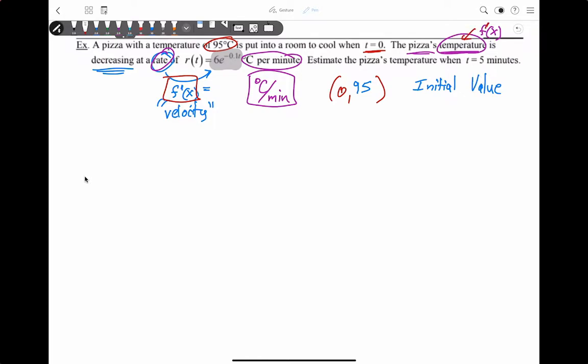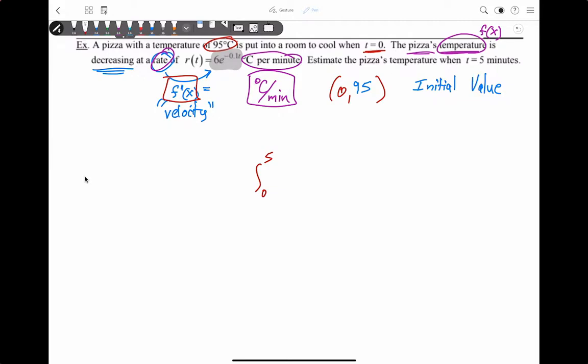And the decreasing at a rate, this would be the acceleration interpretation. Please make sure that you understand which level you are working with. Okay, but they gave us the position and they gave us the velocity function. So it says estimate the pizza's temperature when t is 5. So t used to be 0, so I start at 0. I ended at 5 minutes, okay?